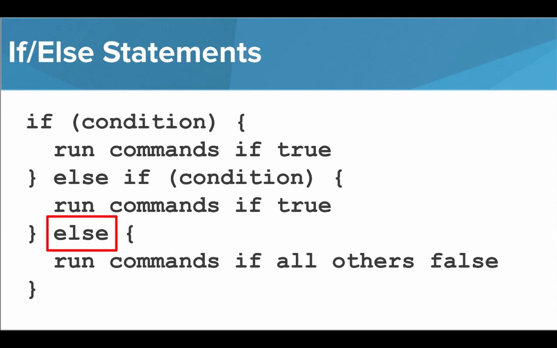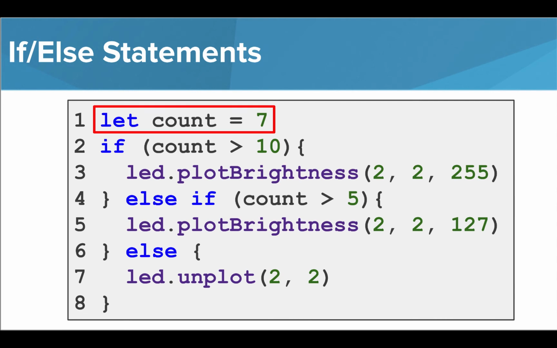Let's take a look at an example. In this example, a variable count is being assigned a value of 7. Inside the if-else statement, there are 3 scenarios that will run different commands based on the value of the count variable. The first condition is checking if the count variable has a value greater than 10.